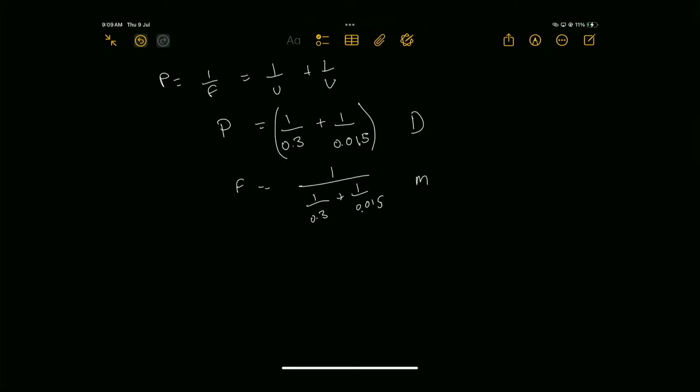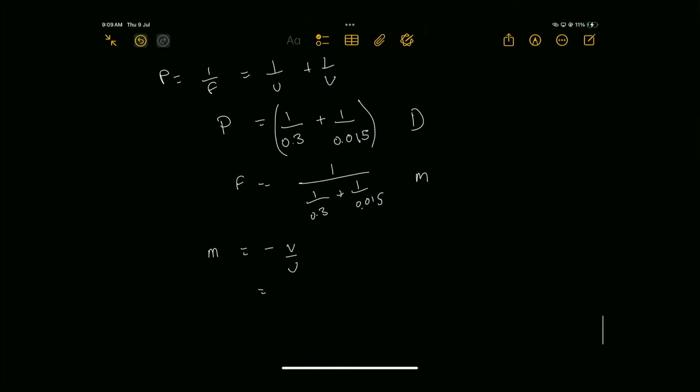Calculate the magnification. Now the formula we had for magnification is m is equal to negative v over u, right? Which would be equal to negative 1.5 over 30. Now because magnification has no units, we can leave v and u in centimeters and they cancel each other. So if I write centimeters here and centimeters here, they cancel each other.